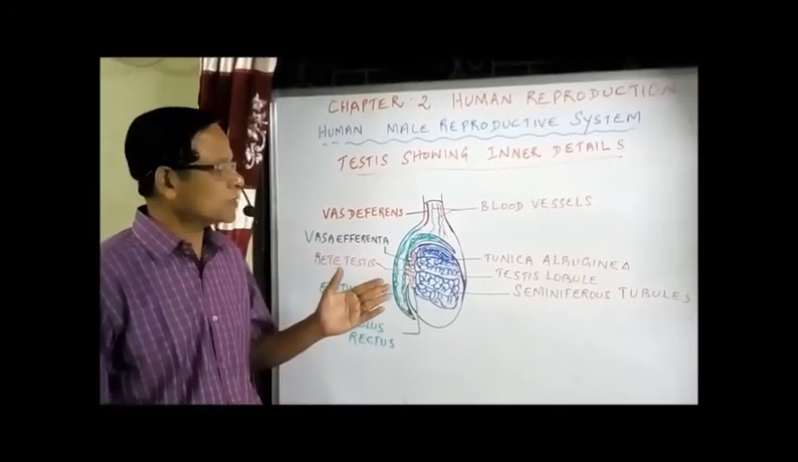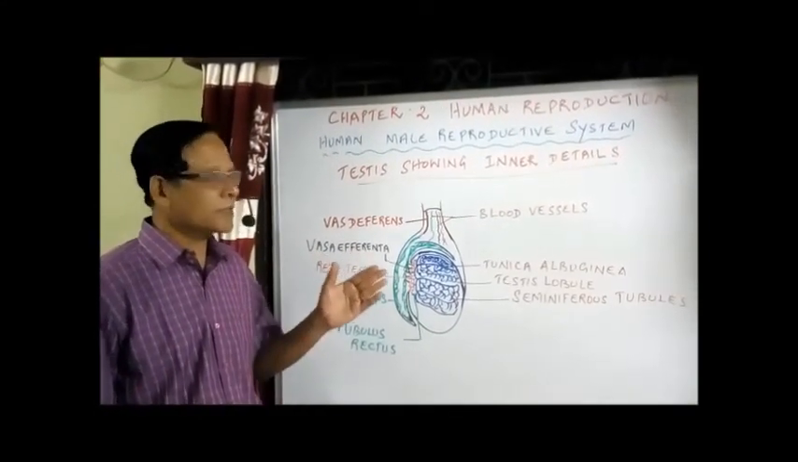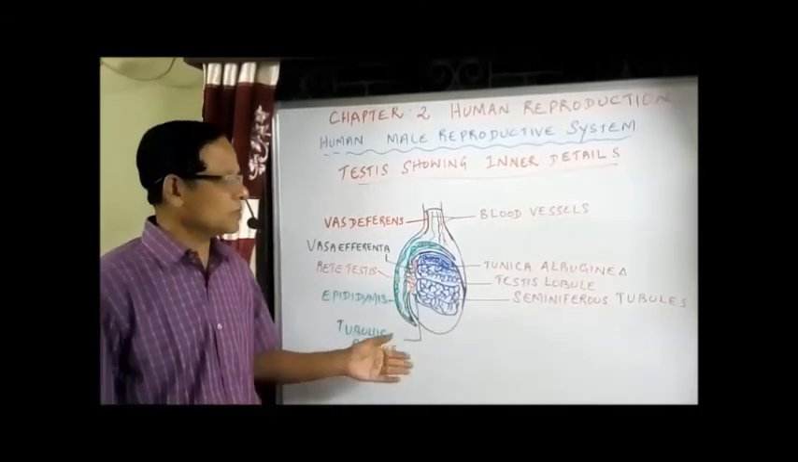We have to go on to the glands associated with the male reproductive system, and finally the external genitalia, the penis, along with the diagram. I'll conclude in the next class.